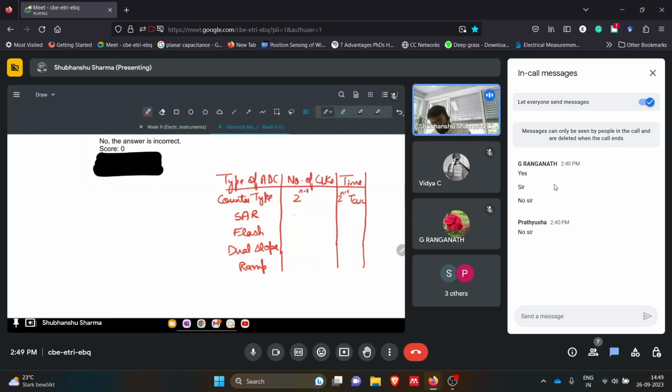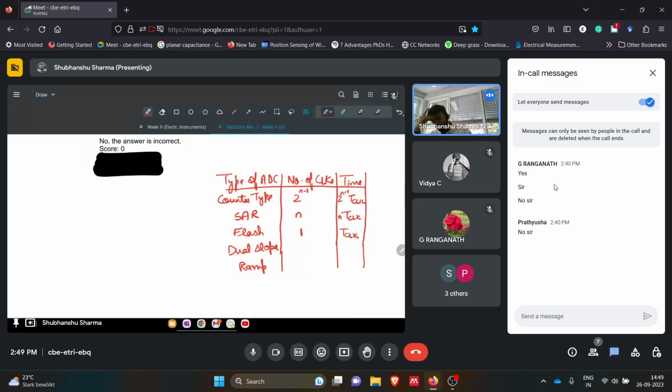Then we have SAR. It is having number of clocks n equal to number of bits that we just saw, and then total time will be n times TCLK. Then we have flash. It will not depend on number of bits. It will take only one clock cycle, and definitely the time will be TCLK.